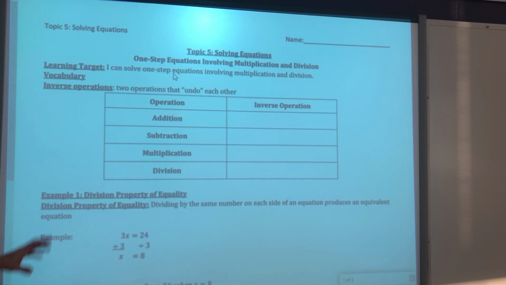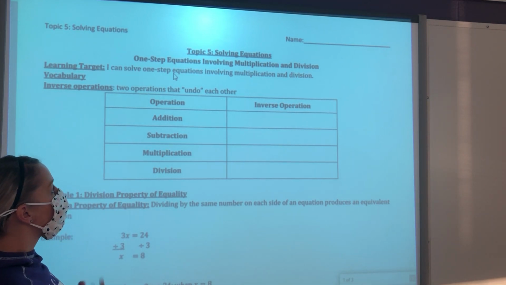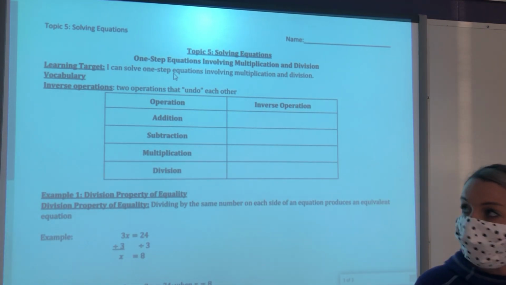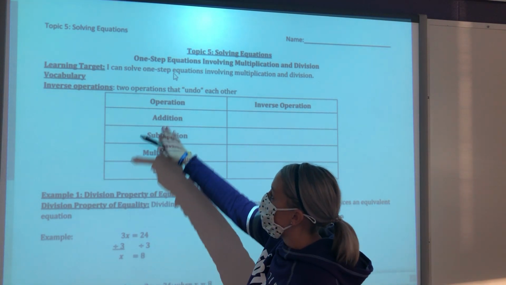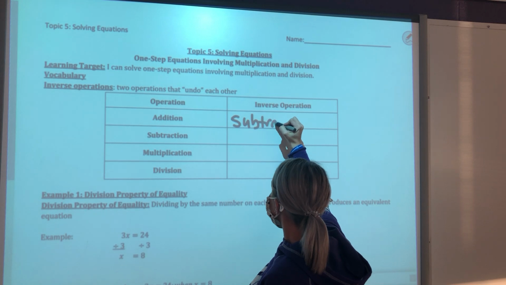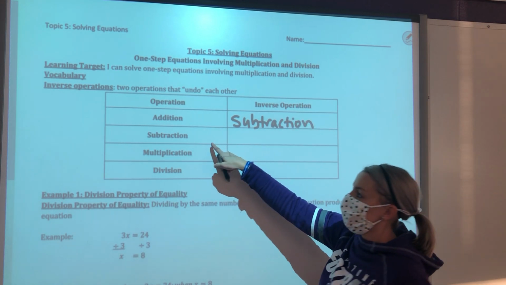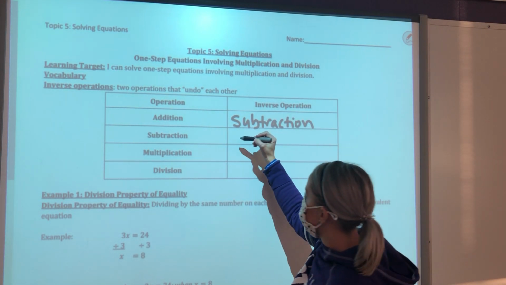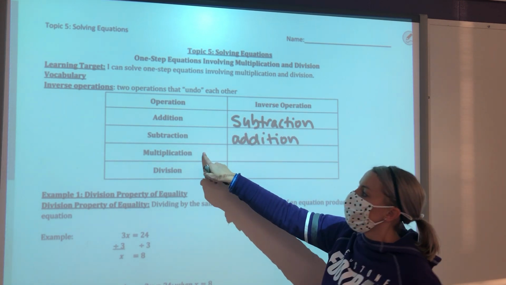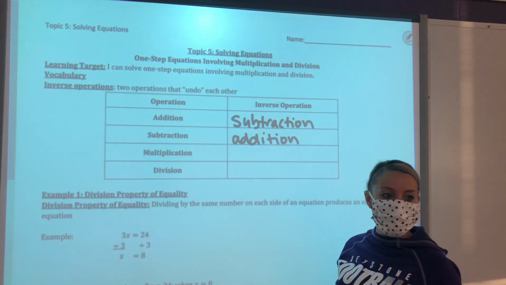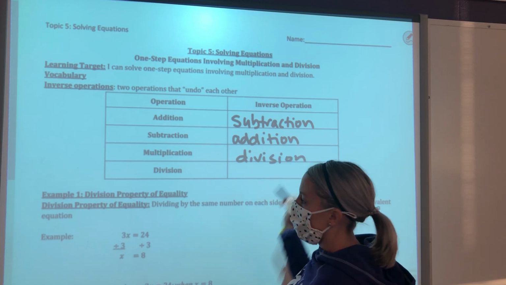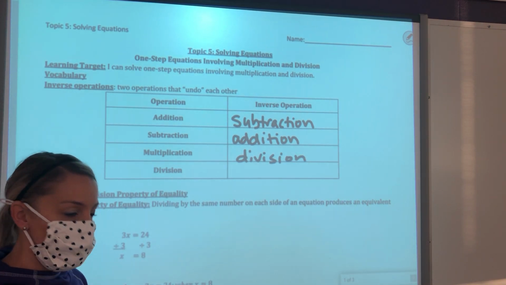So again, we're focused on our inverse operations, operations that undo each other. Okay? So the operation that undoes addition, subtraction. The operation that undoes subtraction, addition. The operation that undoes multiplication, division. And then the operation that undoes division, multiplication.